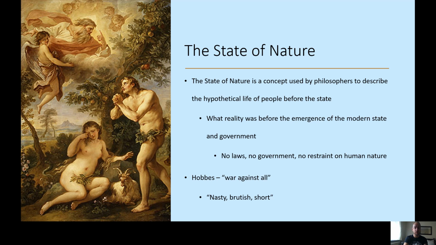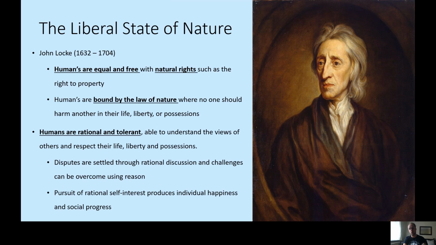Now, if we flip this over, the state of nature, to someone like John Locke, who we are going to argue is the foundational theorist of the liberal state of nature, John Locke took a completely different approach to Hobbes and his idea that the state of nature is warlike or brutal, or battles between different individuals. Locke argues that in the state of nature, humans are all born equal and free. And as we are born equal and free, we also encompass natural rights such as the rights to property.